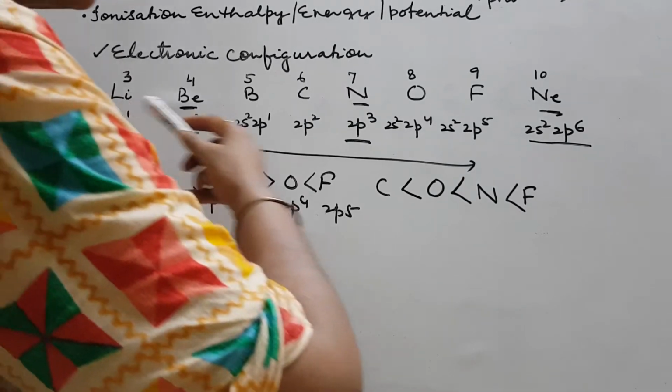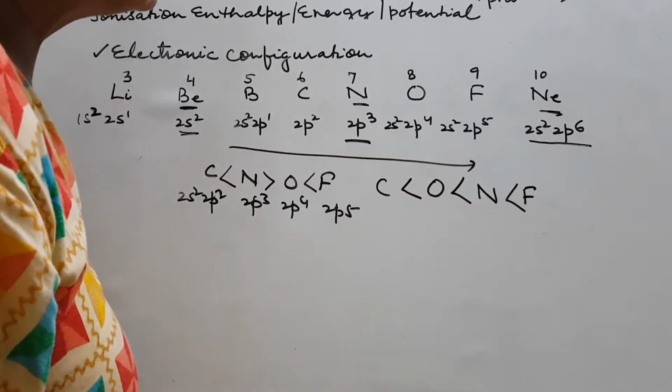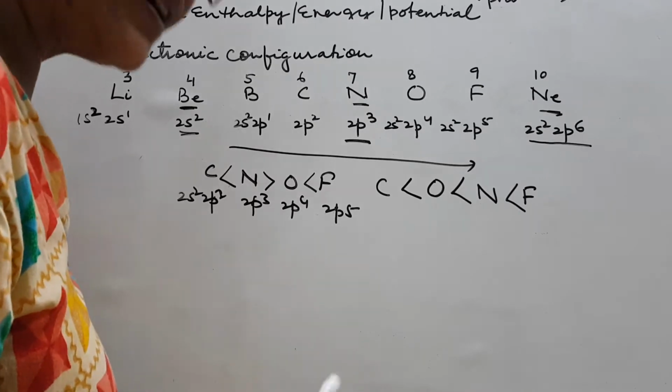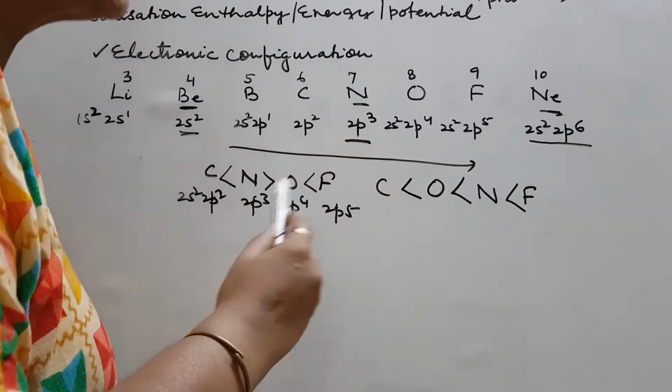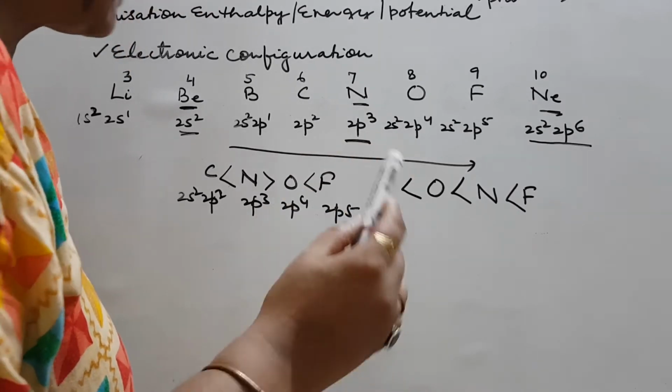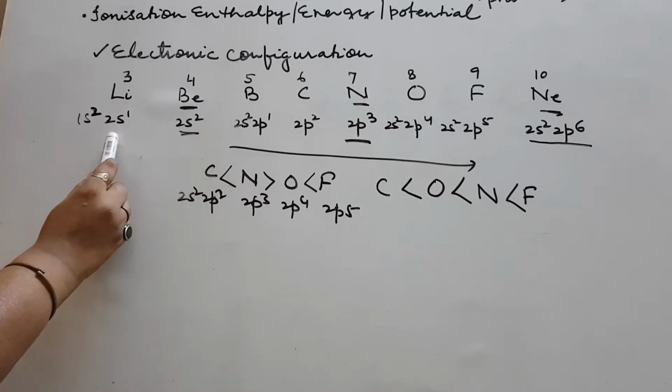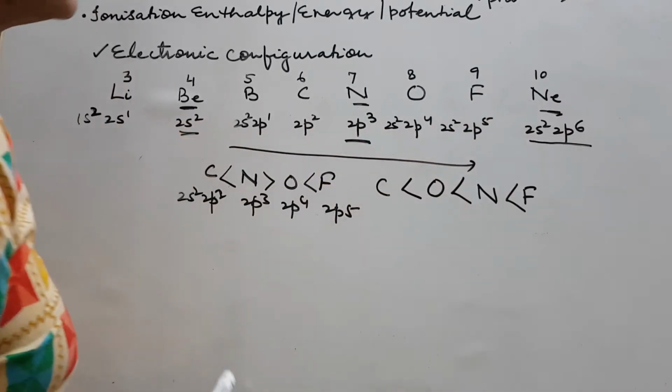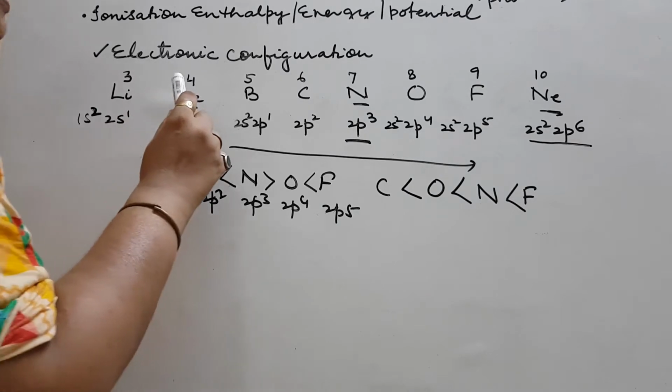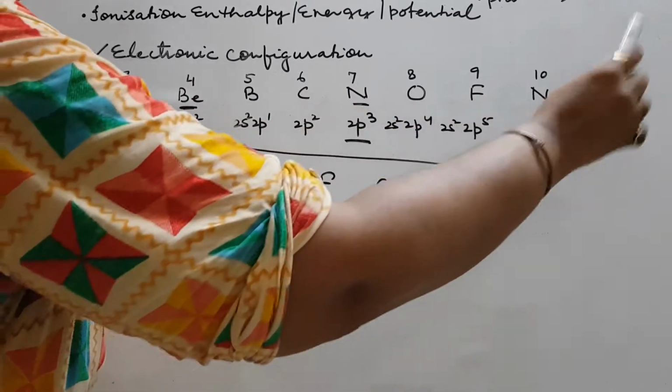Naturally, atomic size decreases, i.e. IE should increase, and it does increase. But how the trend goes, we will have to see. Now this is the second period, lithium, beryllium, and we have gone till neon. Atomic numbers are given to you: 3, 4, 5, 6, 7, 8, 9, 10.